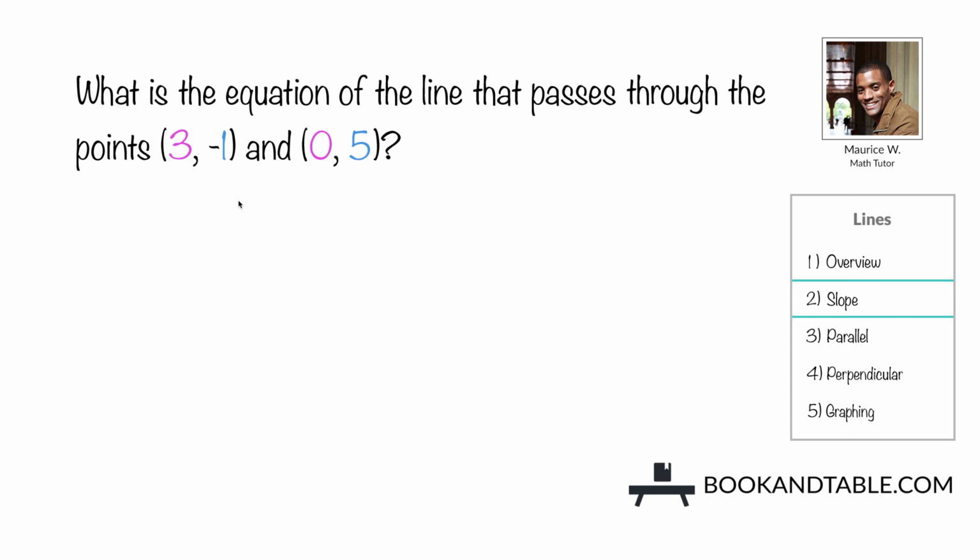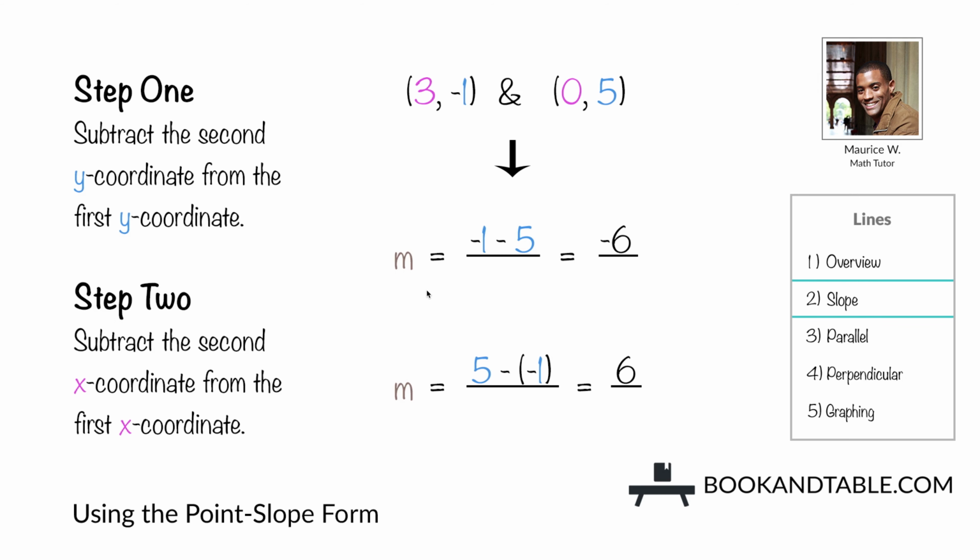What is the equation of the line that passes through the points (3, -1) and (0, 5)? So again, we're going to use the 2 points provided to calculate the slope, and then we'll use that slope with this point or this point to figure out the equation of the line. Now step 1, subtract the second y-coordinate from the first y-coordinate. In step 2, subtract the second x-coordinate from the first x-coordinate.